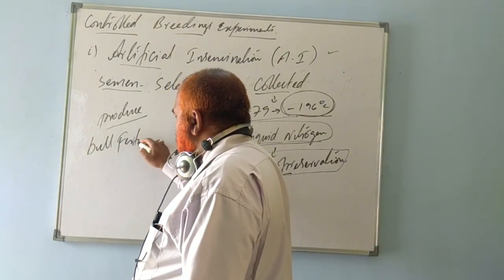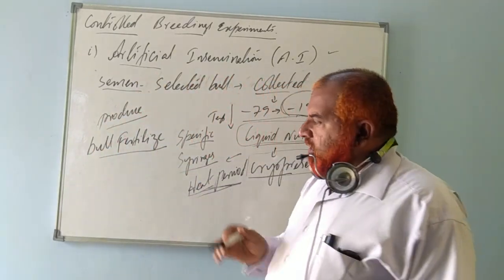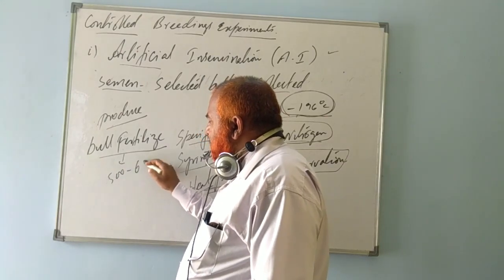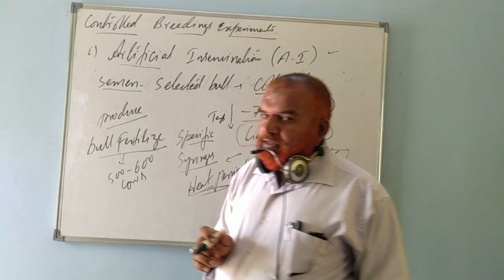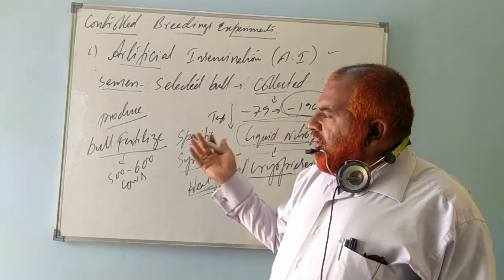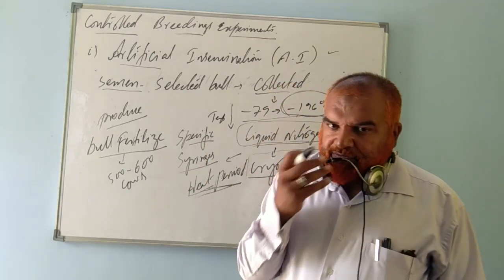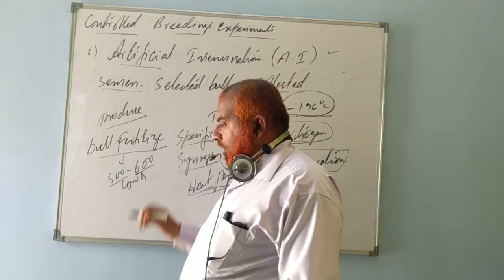Naturally, I am telling this now so that you can understand the benefit of this technique. Naturally, a bull can fertilize around 500 to 600 cows when it has sexual intercourse, or copulation, with the cows. In a year, the capacity of a bull is to fertilize 500 to 600 cows.